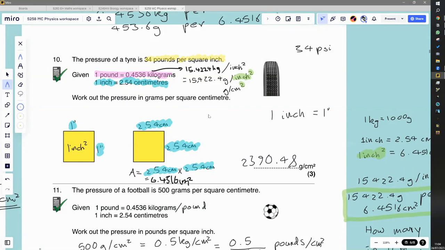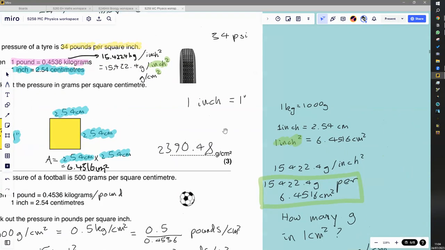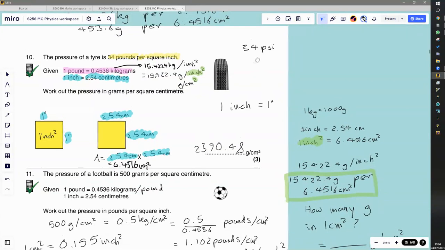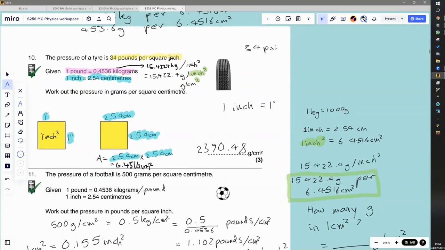So in other words, although it's true that 1 inch is equal to 2.54 centimeters, 1 inch squared is equal to that many centimeters squared. Okay, so it's this number that we're interested in when we're trying to convert our units for pressure in this case. So what we'll start off with then is 34 psi is equal to, well, let's convert it.